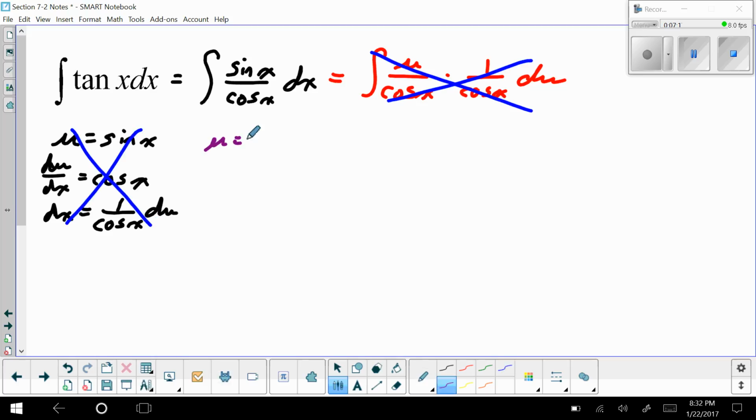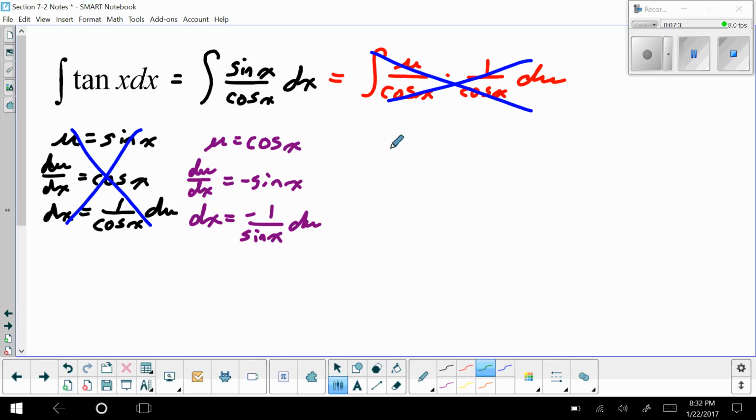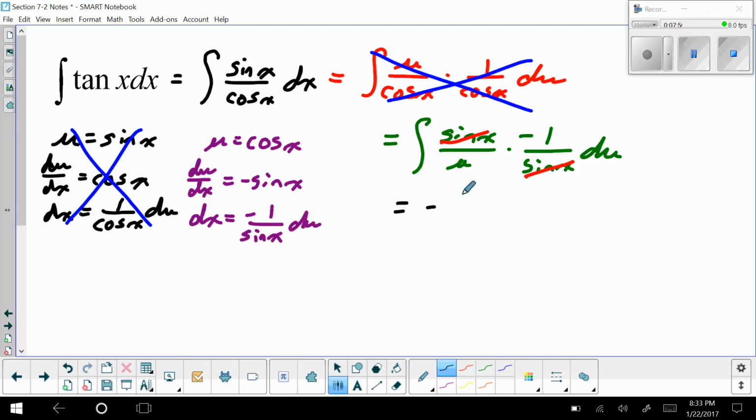So let's say u is equal to cosine of x. Well, derivative of u with respect to x would equal negative sine of x. So dx would equal negative 1 over sine of x du. So now when I do my substitution, I would have the integral of sine of x over u times negative 1 over sine of x du. And the sines of x will cancel out. I'm going to move the negative out in front here, so I have negative integral 1 over u du.